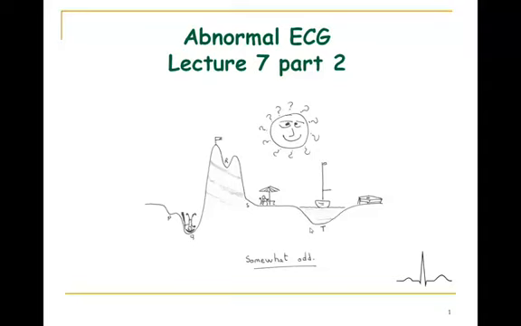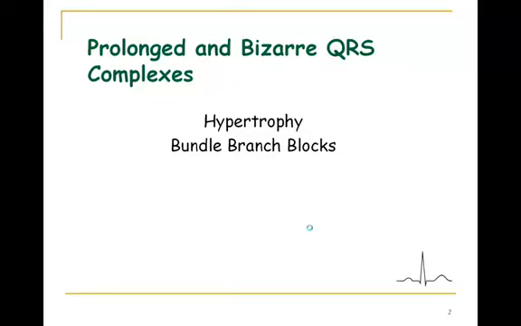We're going to be covering the major ones: hypertrophy, bundle branch blocks, and I'll put them together: ischemia, injury, and infarction. The first one we're going to do is hypertrophy. Hypertrophy and bundle branch blocks both have in common that the QRS complexes are prolonged, indicating the ventricles take longer to depolarize, but there'll be a difference in their configuration and some other aspects.